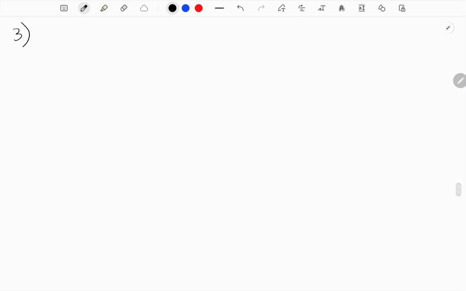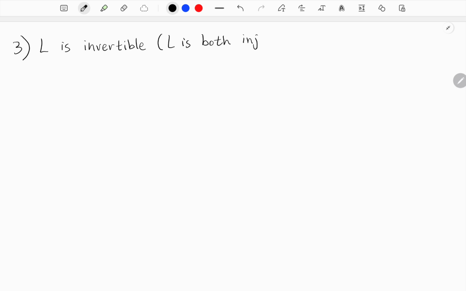Now, the harder part is 3. L is invertible, meaning, what does this mean? It means that L is both injective and, or I use a logical operator, and surjective. 1-to-1, both 1-to-1 and onto. So that's a question we should ask ourselves. Let's check L being injective.